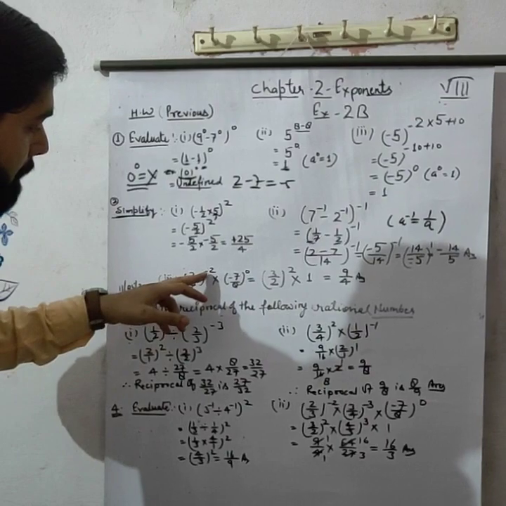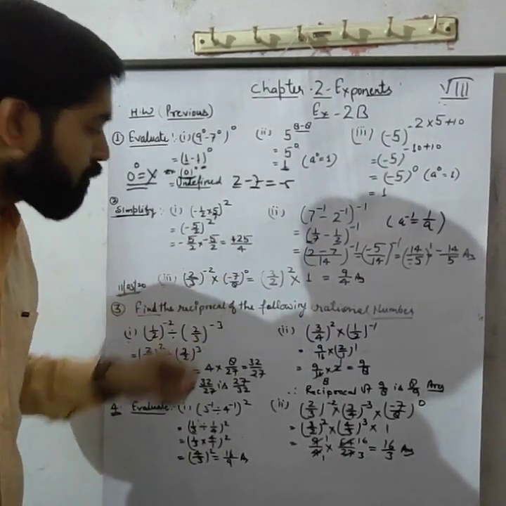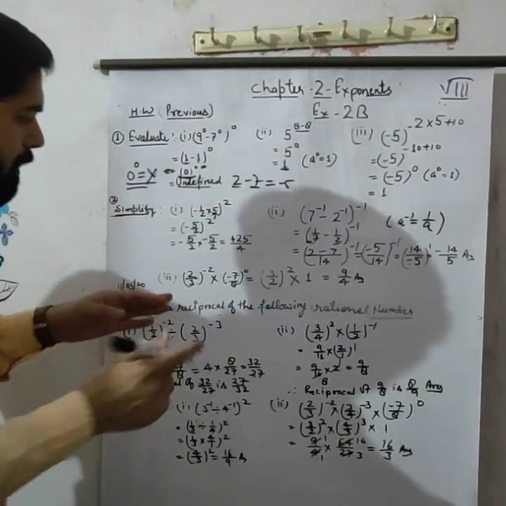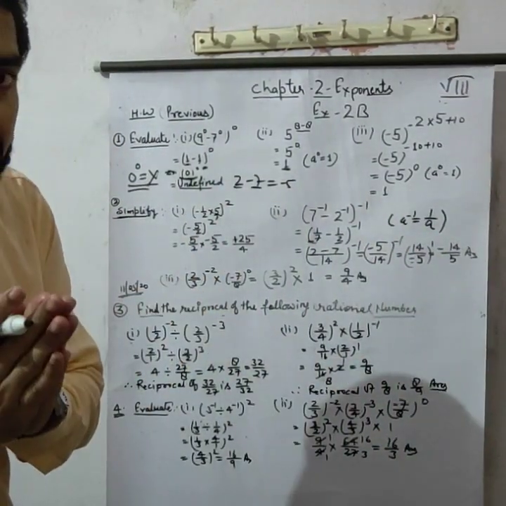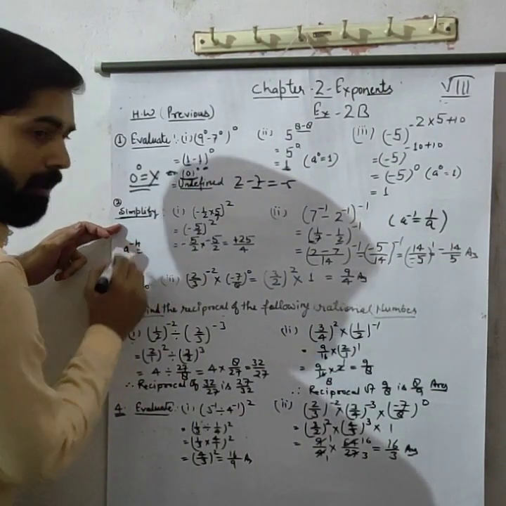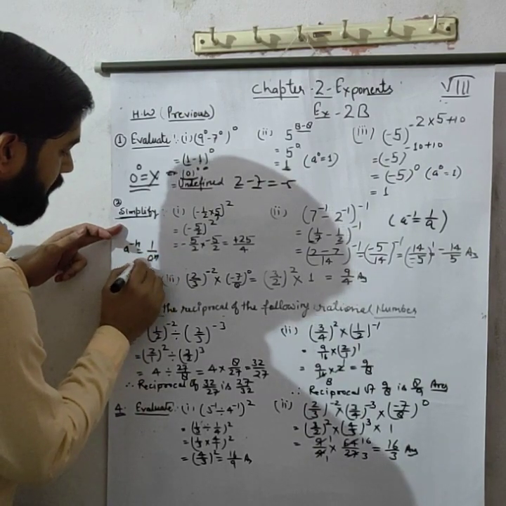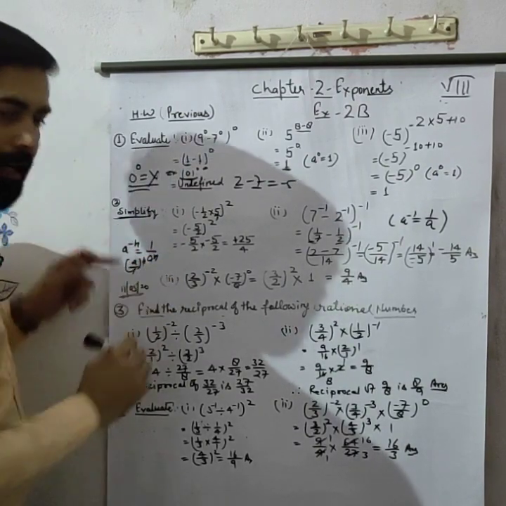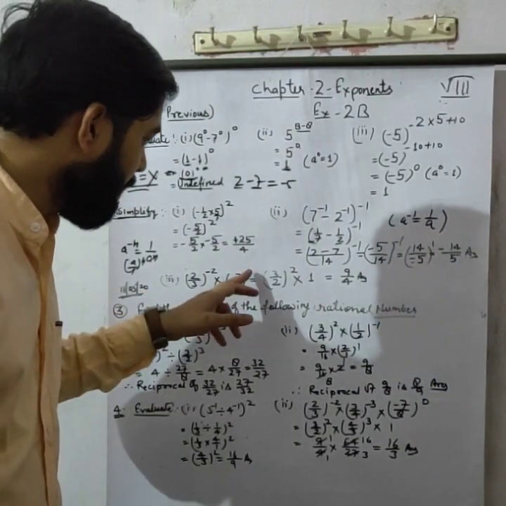Now the third one was 2 upon 3 raised to the power minus 2, multiplied by 7 upon 8 raised to the power 0. So look here, 2 upon 3 raised to minus 2. We can write according to this rule, a upon 1 raised to the power minus n, so 3 upon 2 raised to the power 2 and minus 7 upon 8 raised to the power 0.